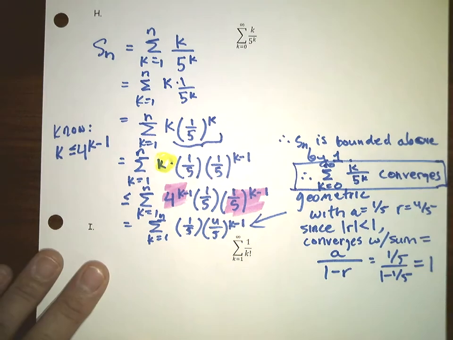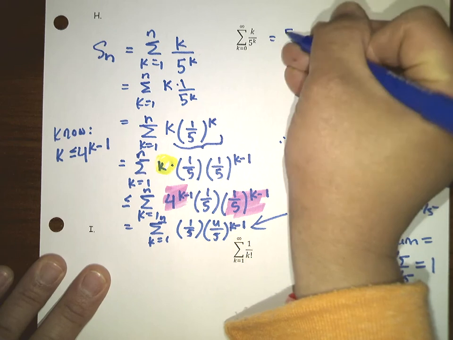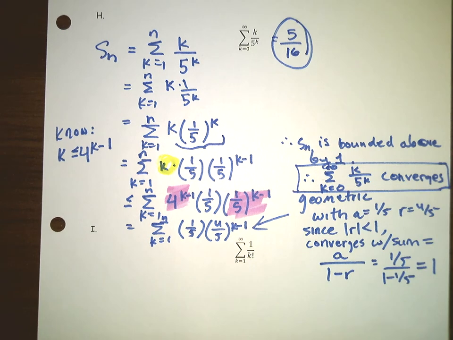If you want to know the exact value that it converges to, it happens to be 5 over 16. But again, we won't calculate those except for Maxwell, all right? So I'll just ask whether it converges or diverges. All right, last one here.